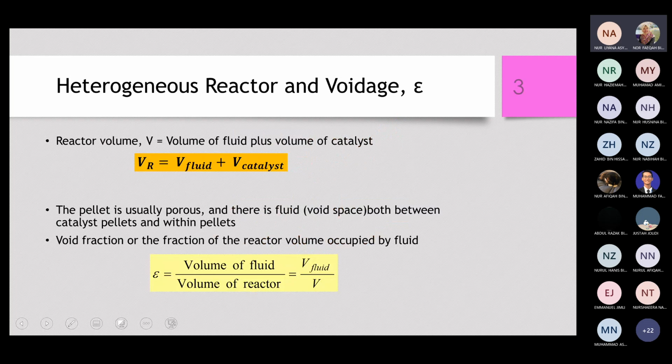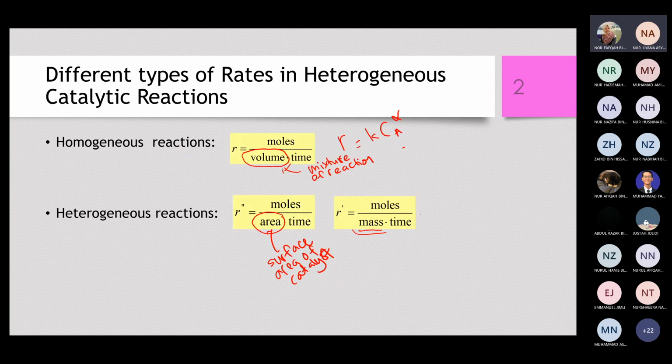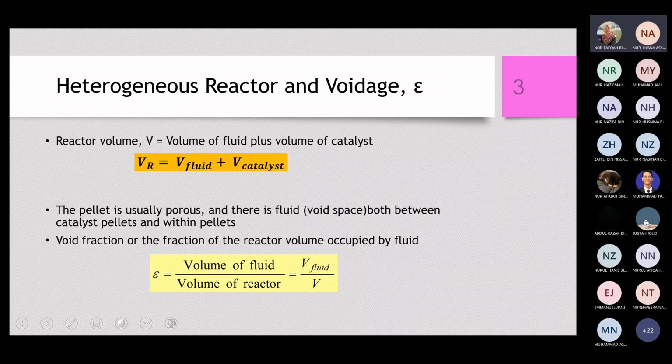Okay, then how to calculate the actual reactor volume? Reactor volume equal to volume of fluid plus volume of catalyst. So kalau volume of fluid ni lah yang you kira when you calculate the homogeneous reaction. Yang ni volume of reaction mixture ni meaning that the volume of fluid. Okay. So volume of fluid, volume of your reaction mixture plus volume of catalyst.